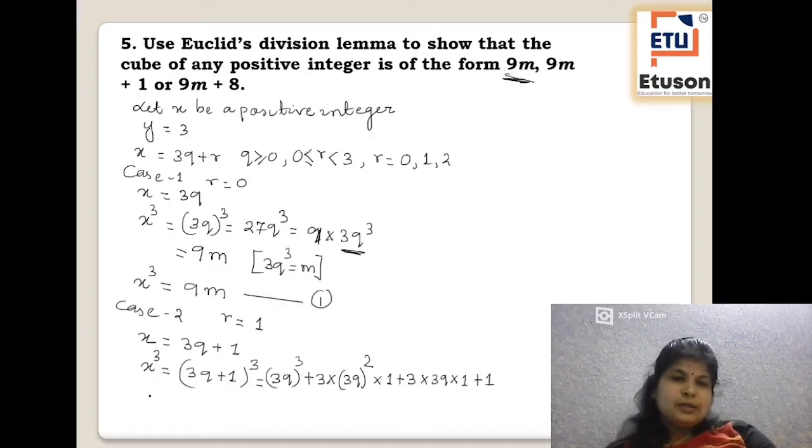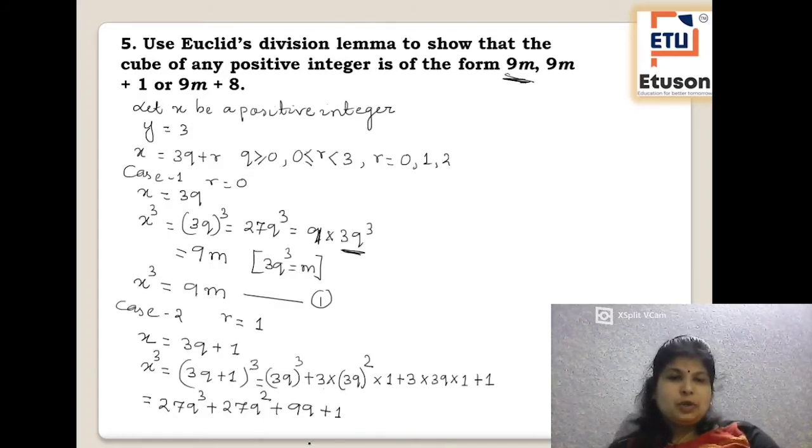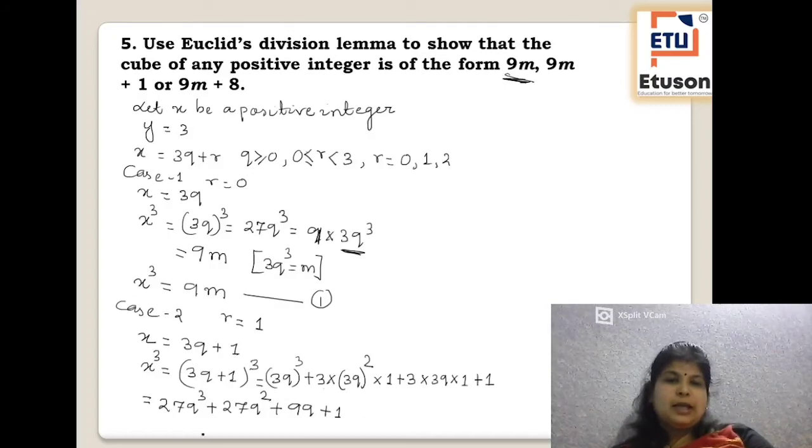So what is your answer now? So the answer is 27q cube plus, 3 into 3 square is 9, into 3 is 27q square, plus 3 into 3, so that becomes your 9q plus 1. Correct or not? So 27q cube plus 27q square plus 9q plus 1. Now from this, take 9 as a common.